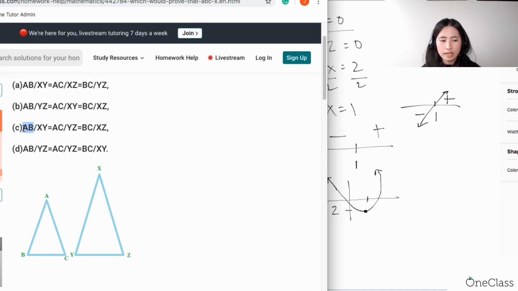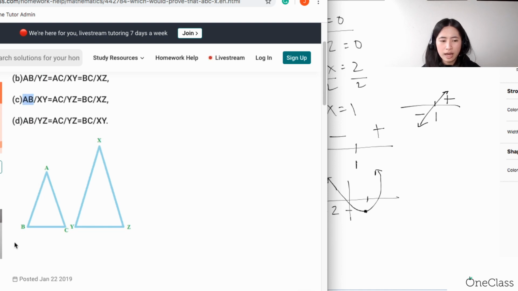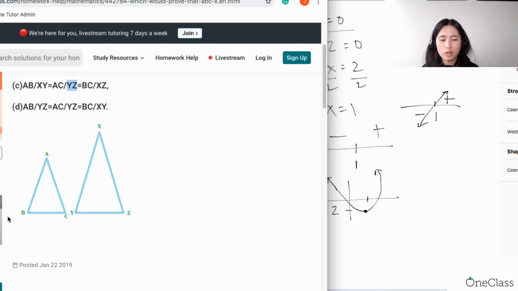And then if you take a look at C, you have AB and then you have XY. Okay, so this is right. And then you have AC, but they wrote YZ, right? So it's not supposed to be YZ, because when you have AC, that should correspond to XZ, and when you have BC, that should correspond to YZ and not XZ. Okay, so for part D, you have AB corresponding to YZ. As you can see, they're not corresponding sides. That's why B to D, they're incorrect.